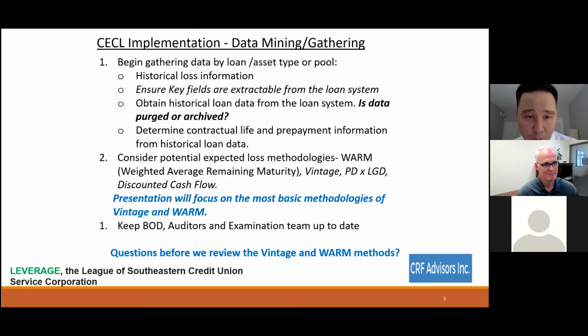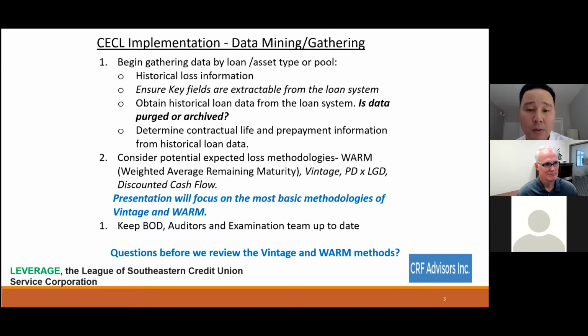Right. Bullet point number 2 here is to, again, consider expected loss methodologies. We're going to go through the WARM methodology and the vintage. There are other methodologies like PD/LGD and discounted cash flows that we do have in our software that we help support with a lot of our clients. But our presentation is going to focus on the most basic methodologies, which are the vintage and the WARM. Again, the reason why is that both the vintage and the WARM require fewer data fields as well as less actual data.